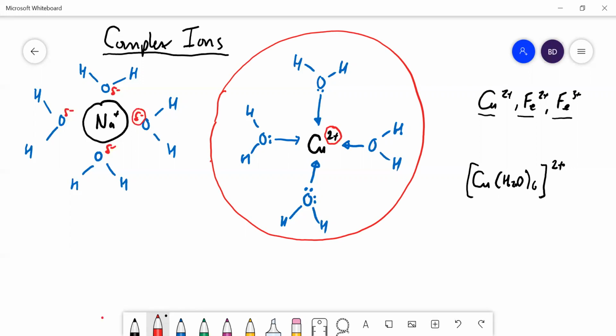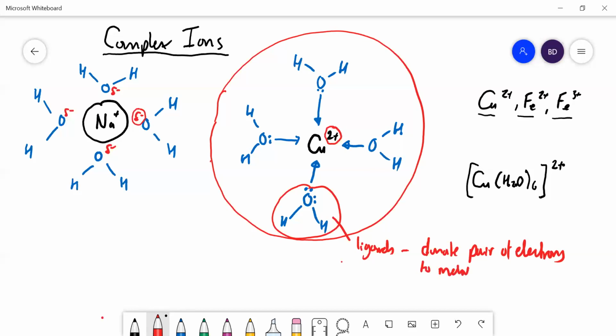Now, these water molecules are called the ligands. These are ligands, and what the ligands do is donate a pair of electrons to the metal ion and form a dative bond. So in the complex, the water molecules are actually covalently bonded to the copper. They're not just loosely associated. Right, let's think about how they're arranged.